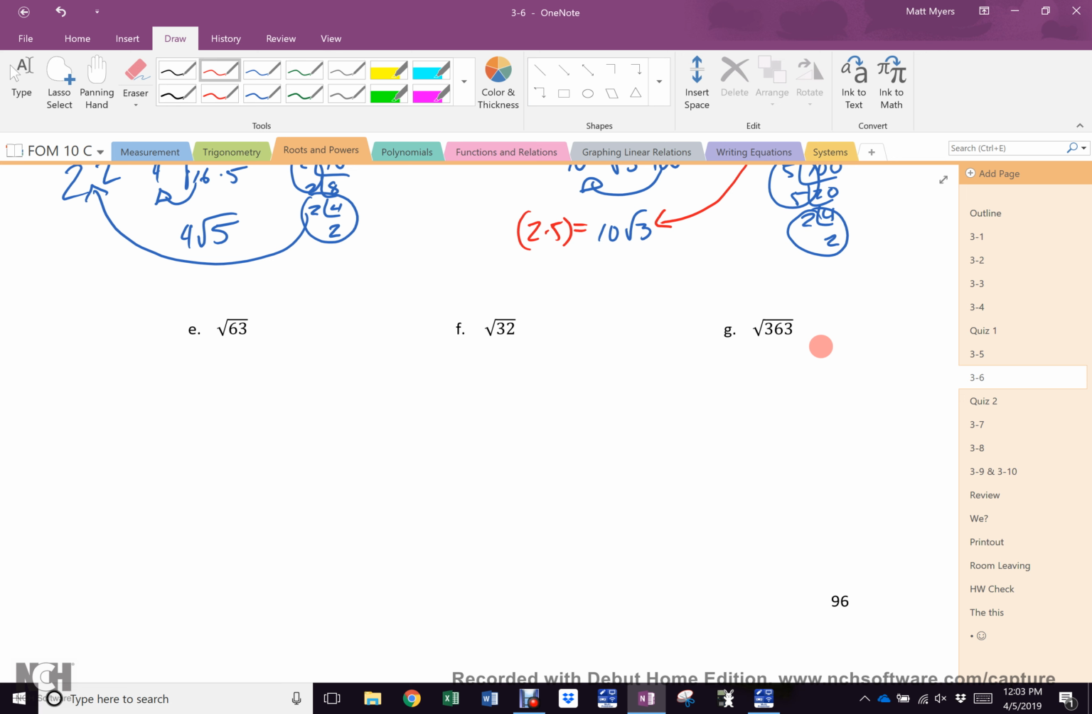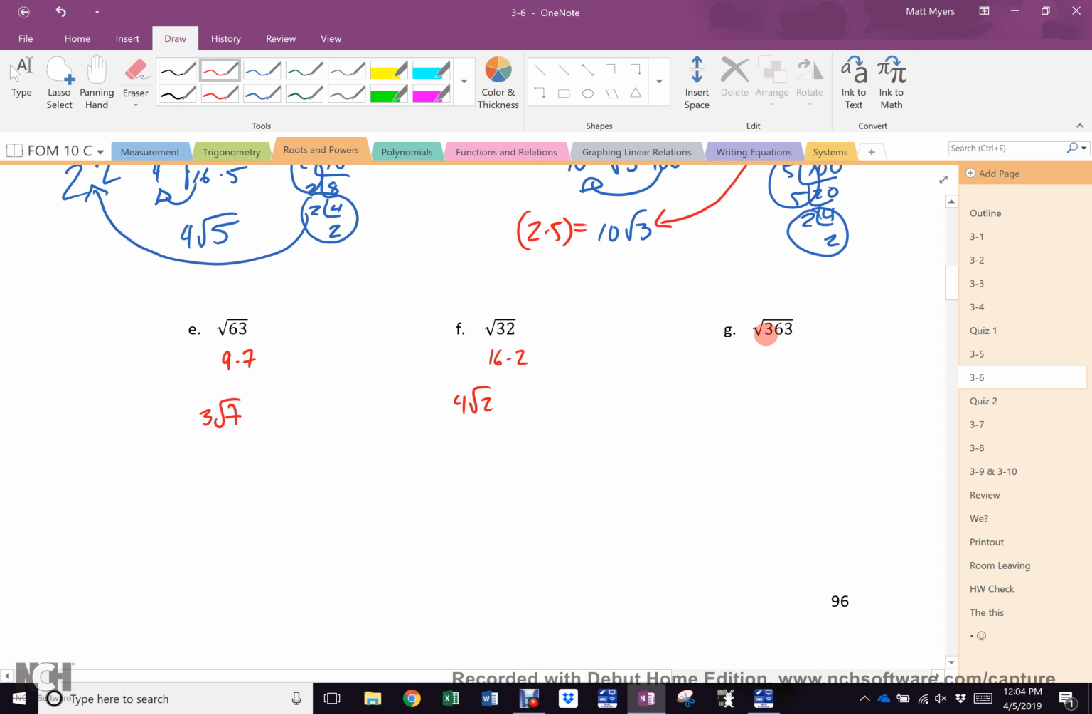Okay. What's 63? It's 9 times 7, right? What's the square root of 9? So it's 3 root 7. What's 32? I use 16 times 2. Why would I use 16? Because it's got a square root of 4 root 2.